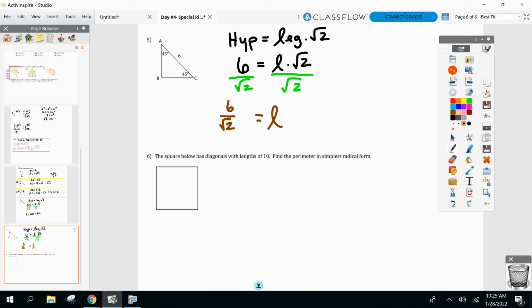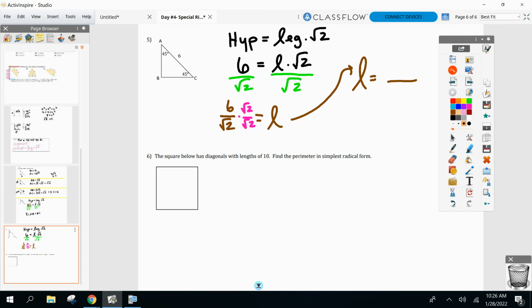You fix this by multiplying the top and the bottom by the radical you want to get out of there. So you multiply the top, the numerator, by radical 2. You multiply the denominator, the bottom, by radical 2. You cannot have a radical in the denominator in your final answer. Okay, here you go. I'm still going to go slow. Sorry if it's too slow.